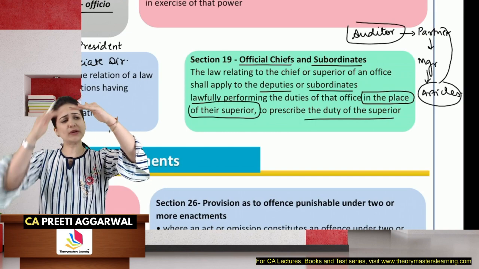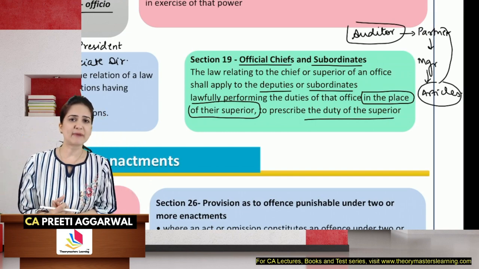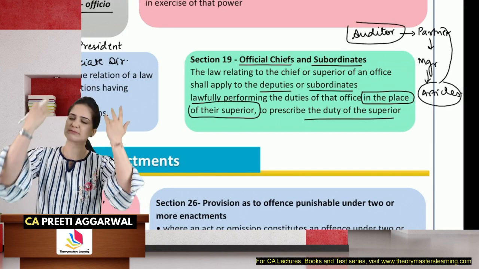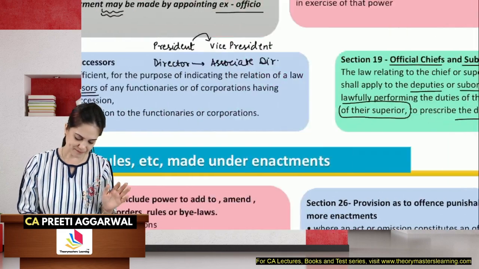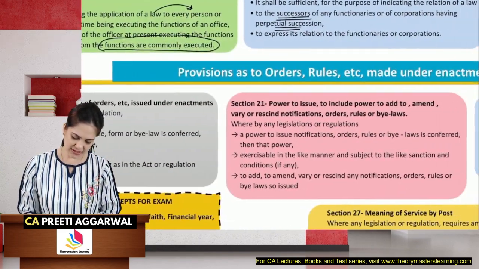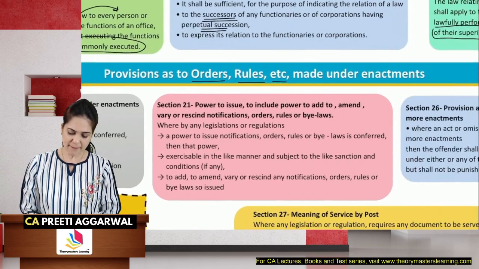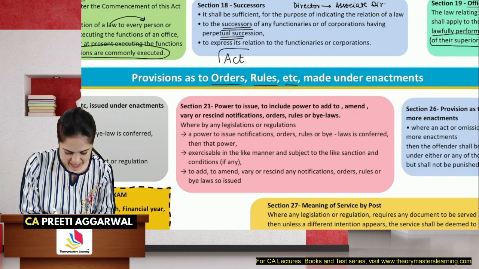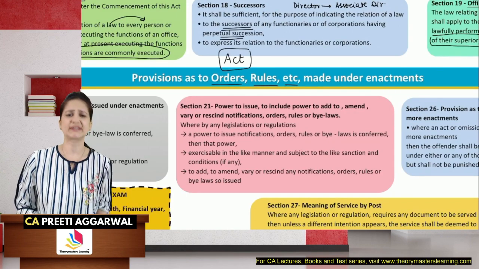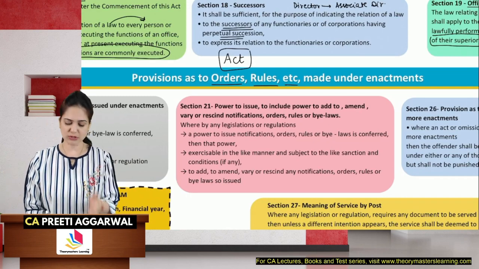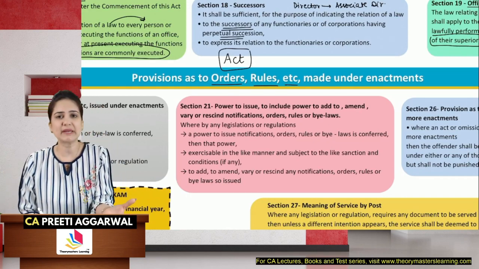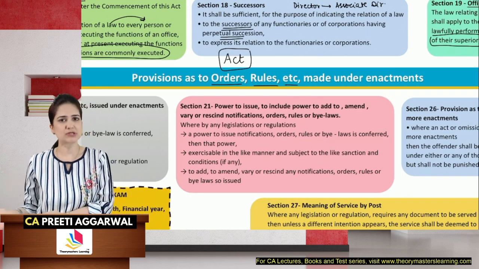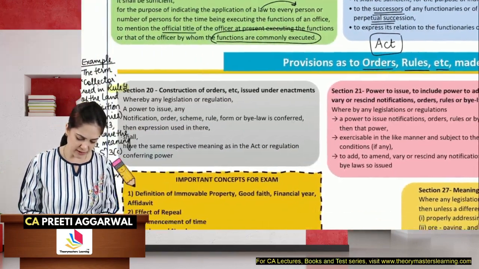The higher level of authority only delegates the task to the lower level of management. So the subordinates will perform the task in the same manner as it is expected to be performed by the superior. The last part, that is provisions as to orders, rules, etc. made under the enactment. Now, we have always studied the rules, provisions applicable to the main act. Okay, so any act or regulation, we have always studied that. But what about the orders or rules which are made under the enactment? Because even, let's say, the Companies Act, it is supported by so many rules. Whenever you see the word as prescribed, where is it prescribed? You have to go to the rules. So provisions will apply there also.